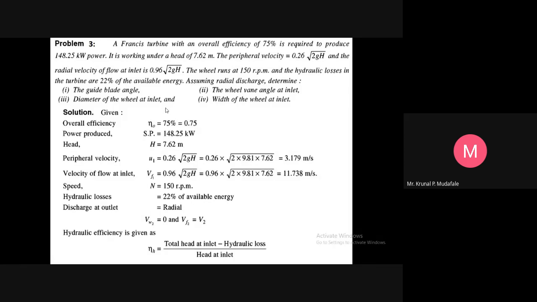As we know, the inlet diameter is D1, and the width of the wheel at the inlet is B1. So they want to know the dimensions at the inlet, meaning the diameter and the width of the wheel at the inlet. So D1 and B1 they want. I hope everyone is able to understand this numerical that is available on your screen.